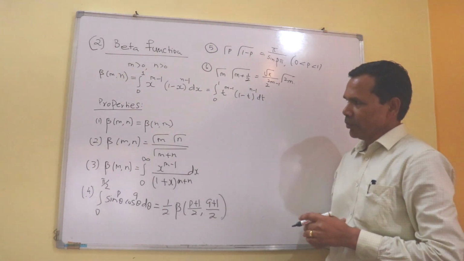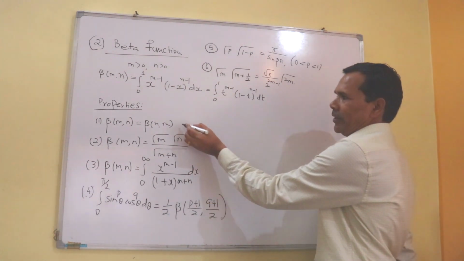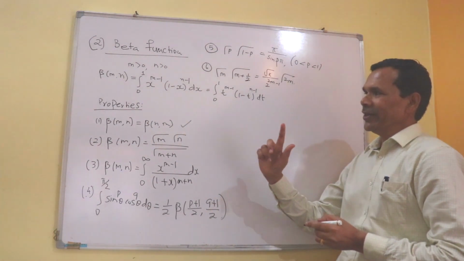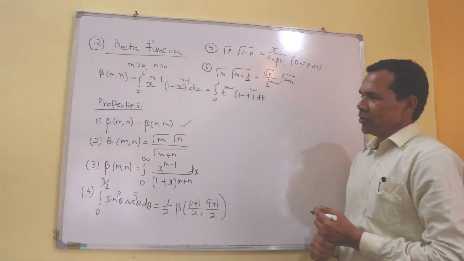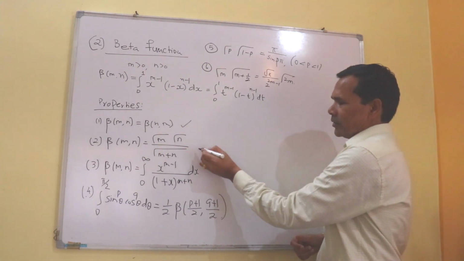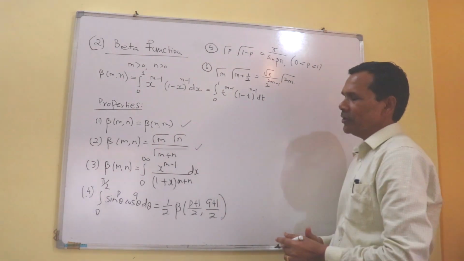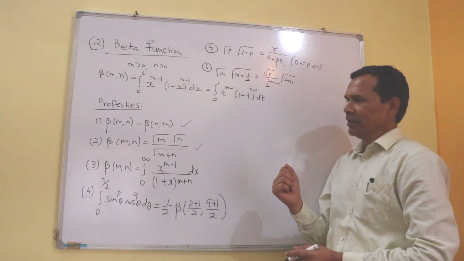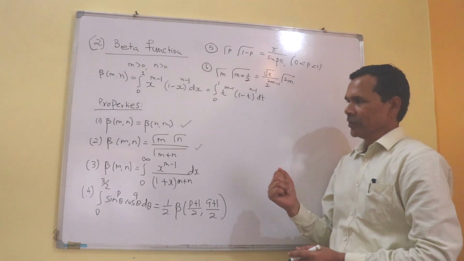Now we discuss certain properties. So I have written few properties here. The first property, beta m, n is equal to beta n, m. Commutative, if you interchange m and n, it does not change the value of beta function. Second, it is relation between beta and gamma function. Beta m, n is equal to gamma m gamma n upon gamma m plus n.